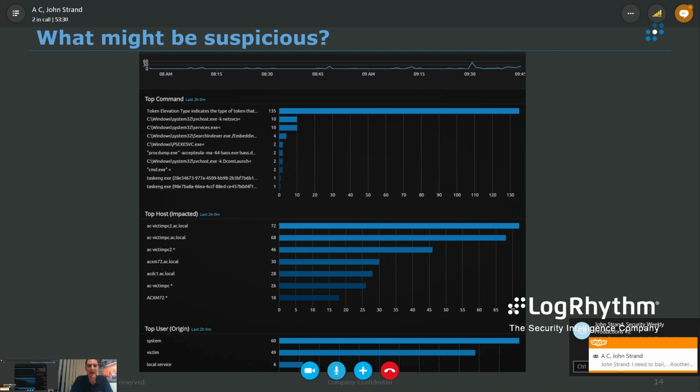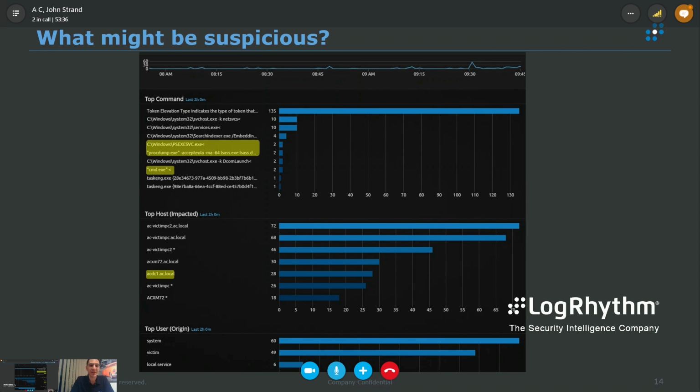We'll get our results back, and again, looking at generally top X types of graphs, we'll see some results. What might be suspicious is psexesvc.exe, procdump.exe, cmd.exe, but more worryingly we have acdc1, which is effectively our domain controller. Obviously this isn't a real world scenario, but it's just a concept of being able to use existing tools to do very quick and efficient hunting.